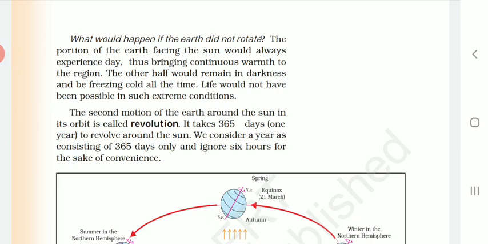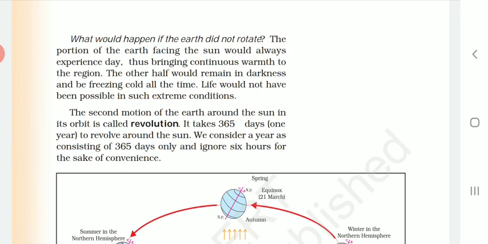What would happen if the earth did not rotate? The portion of the earth facing the sun would always experience day, thus bringing continuous warmth to the region. The other half would remain in darkness and be freezing cold all the time. Life would not have been possible in such extreme conditions. So here it is asked, what would happen if the earth did not rotate?